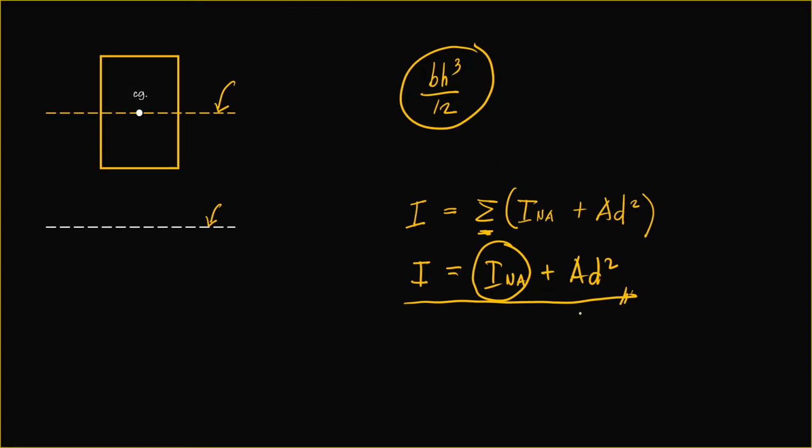Then the second term is AD squared. Your A here is the area of the shape, and D is the distance from the centroid of the shape, that is, from the centroid to the axis where you are trying to get the moment of inertia. Since this is the axis where you are getting the moment of inertia, the distance from the center of gravity or the centroid to this axis is our D.